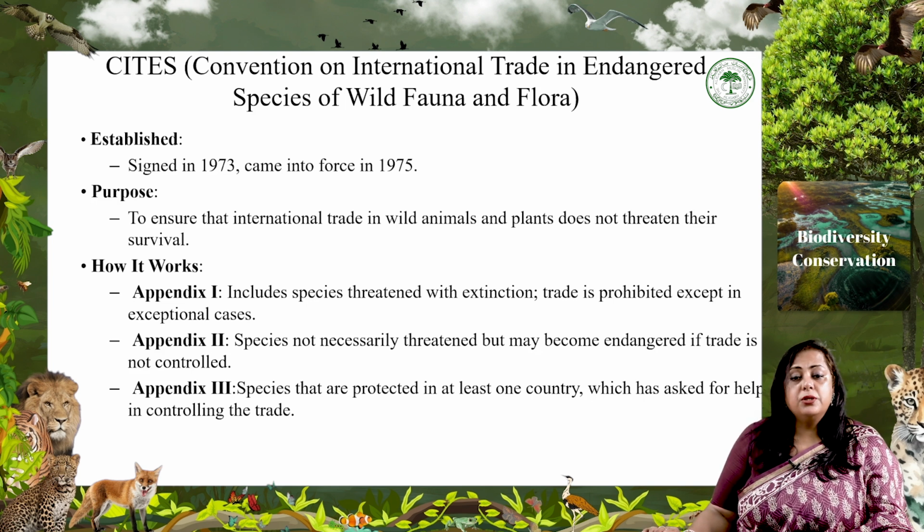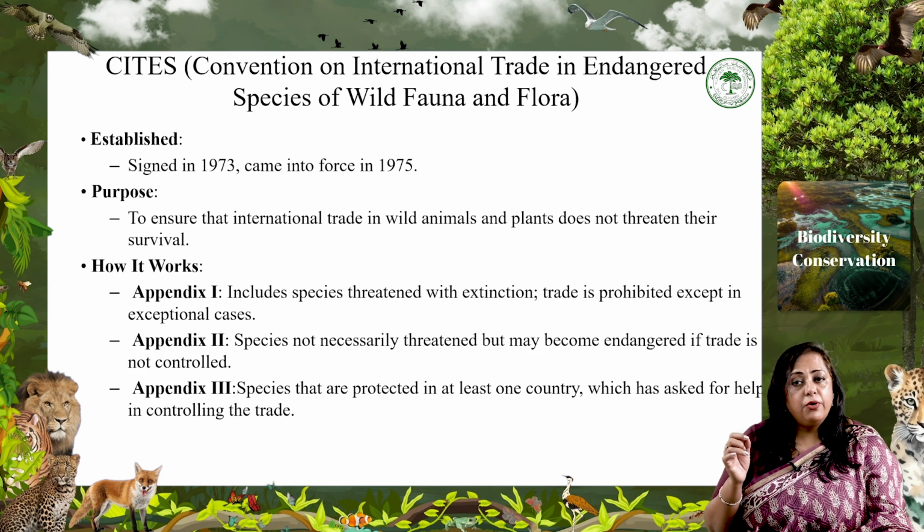Appendix 2 is for species not necessarily threatened but which may become endangered if trade is not controlled. And Appendix 3 is about species that are protected in at least one country which has asked for help in controlling the trade. So these are the 3 appendices, and these work on different licenses: import license, export license, re-import license, and certification of the origin of the species.